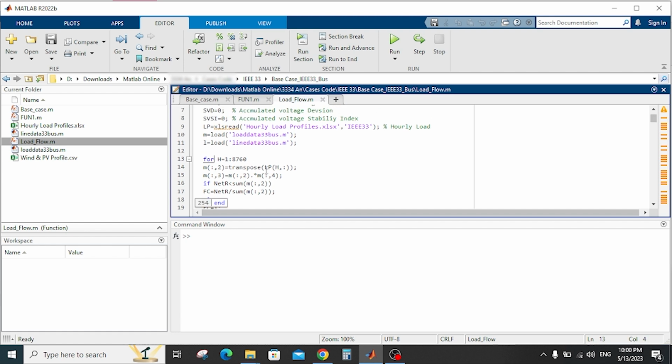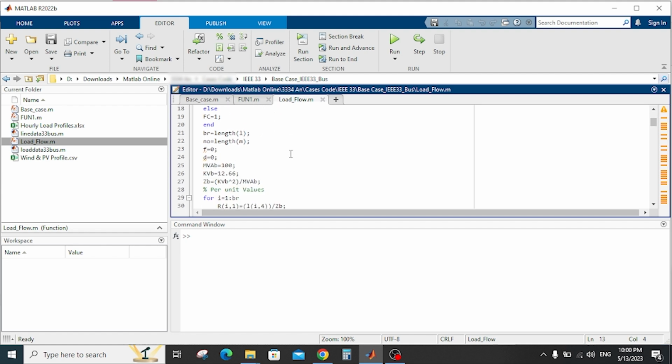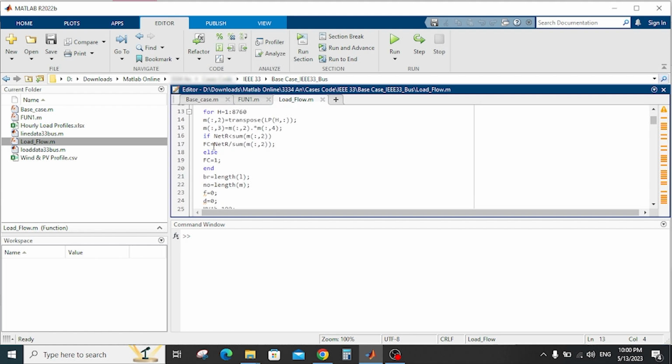After that, we start the loop for the whole years and make the load flows. Depending on the load flow, we can calculate the power losses, voltage stability index, voltage power index, stability index, power stability index, and so on.